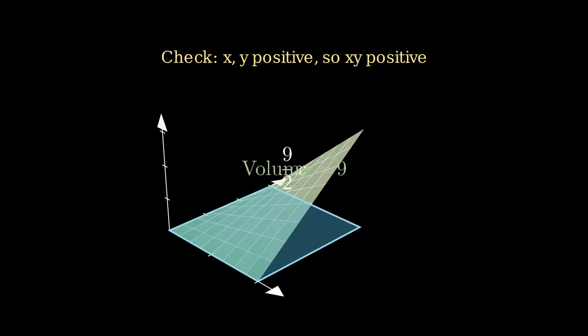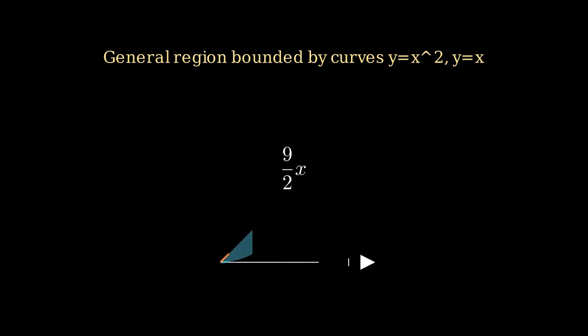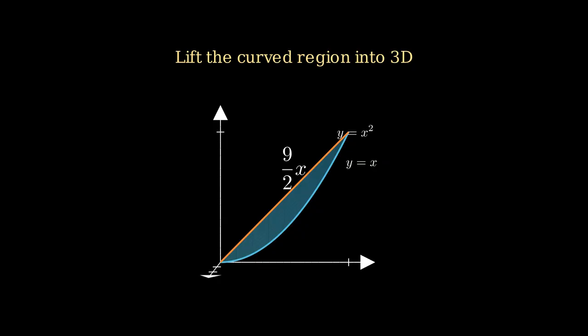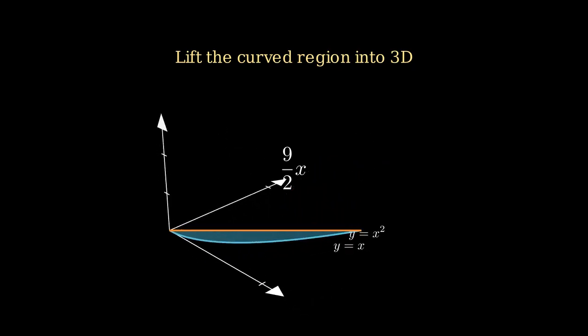Now let's set up a double integral over a general region, one that is bounded by curves instead of straight edges. On screen, picture a flat two-dimensional region squeezed between the curve y equals x squared below and the straight line y equals x above for x between 0 and 1. We then lift this same region into 3 dimensions, showing a curved surface f of xy equals x plus y rising above that curved sliver of a base.